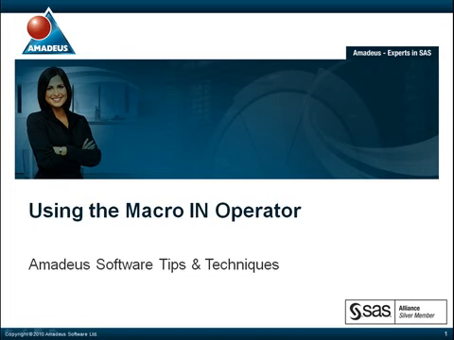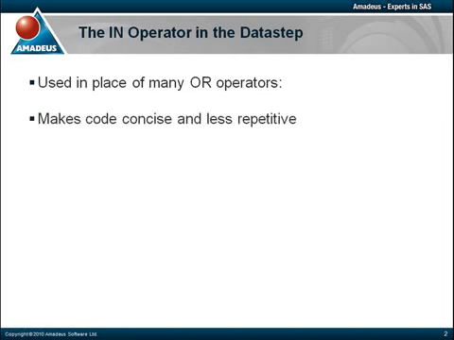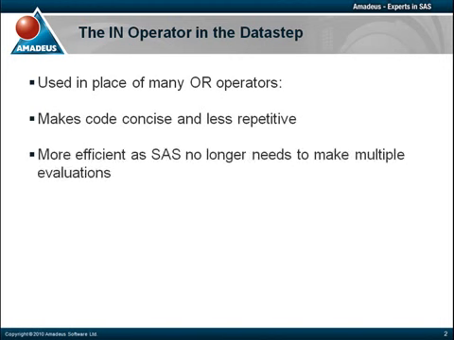In the following presentation, I will be showing how you can use the in operator in macros in a similar fashion to using it in a data step, using options available from SAS 9.2. The in operator is commonly used in the data step. It is used in place of using many OR operators to test if a variable has a value equal to one of a list of valid values, making code concise and less repetitive. It is also more efficient, as SAS needs to make only one evaluation rather than many.